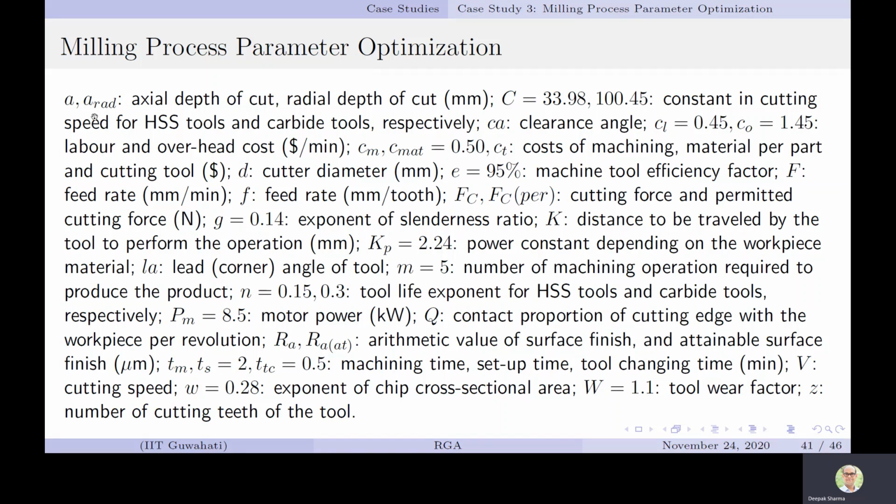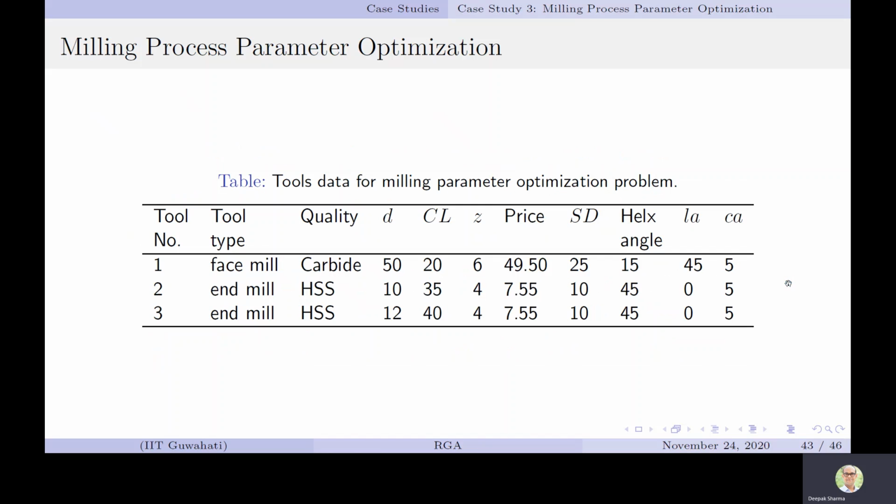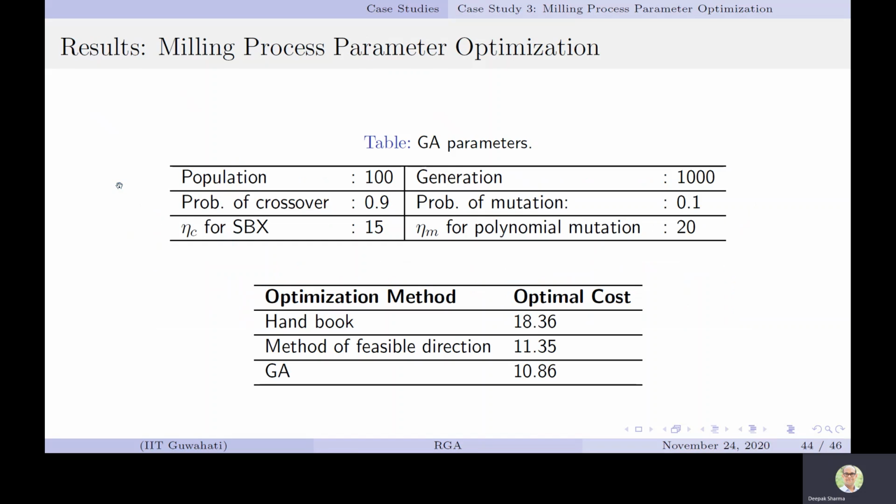So these are the milling process parameters. Again, I'm showing you the list of the constant parameters that are needed to solve the given problem. These are the required data for the milling parameter optimization problem. So we have operations, we have tools, some constants are given to us. There is other tool data for the milling where tool types, quality, CLZ, price, SD, helix angle, and other parameters are given. All of them are needed for solving the given problem.